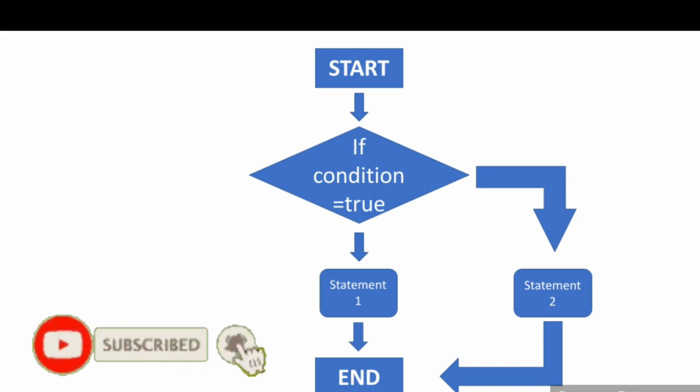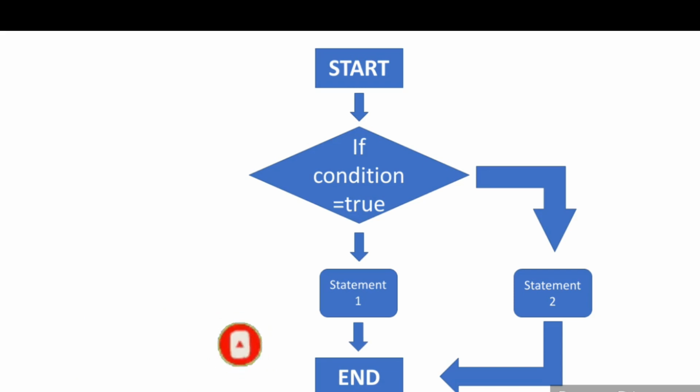In this flowchart, if the condition is true, it will execute statement 1. If the condition is false, it will execute statement 2. After that, it will end the program. This is a simple explanation of conditional statements.